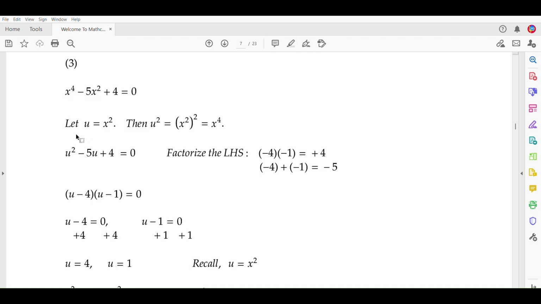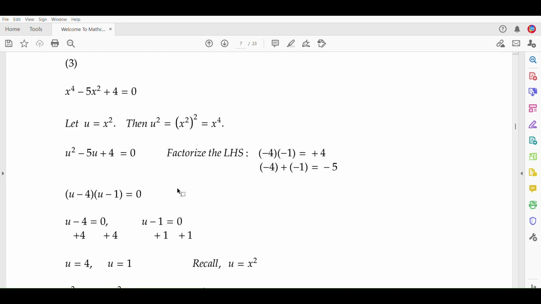Can we factor this? Well, we just did, didn't we? I want factors of positive 4 which combine to be negative 5. Negative 4 times negative 1 is positive 4. Negative 4 plus negative 1, so they combine to be negative 5. So this equation factors as u minus 4, u minus 1 equals 0.